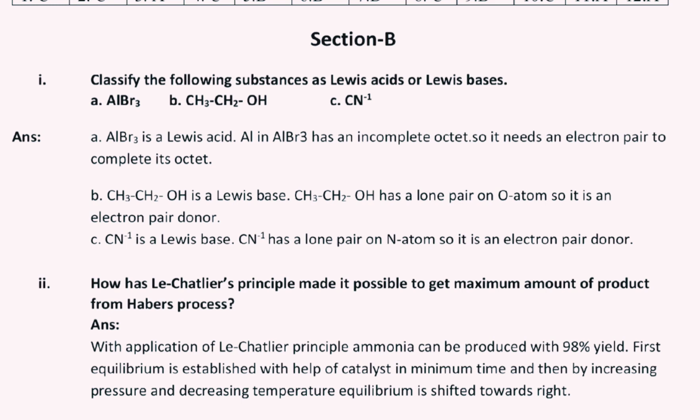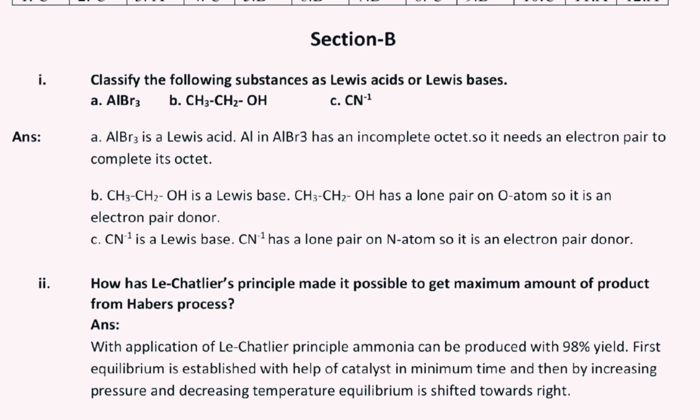Then we have ethanol, and we have an OH group here, and we know that oxygen has 2 lone pairs on it, and it can donate, so it is a Lewis base. Then we have the cyanide ion here, and as far as nitrogen is concerned, we have a lone pair on nitrogen, so it can donate, so it is again a Lewis base.